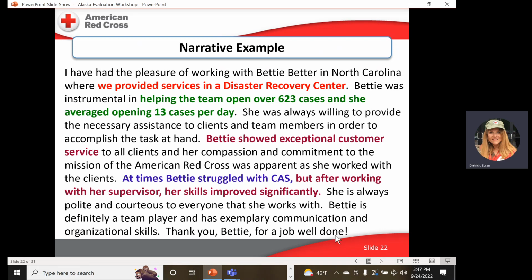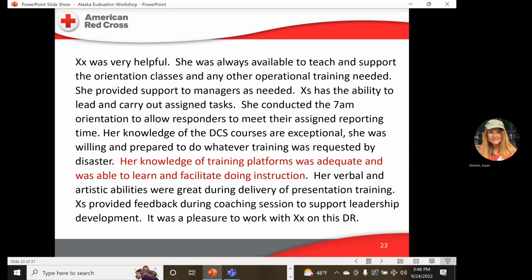And then ending with the appreciation for that volunteer for all the time that they spent and the service that they provided. Now I'm going to show you an evaluation of someone, and this was written by a training manager, not me, who has lots and lots of experience. And then we're going to take a look at maybe how it could be improved.